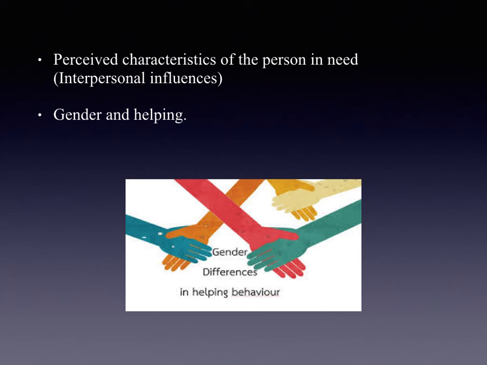In regards to perceived characteristics of the person in need, researchers have paid close attention to two factors. One of them is attractiveness, and the other is whether the person seems to be responsible for being in the position of needing assistance. In reference to attractiveness, the bias toward beauty also affects helping. Attractive people are more likely to be offered help and cooperation across a number of settings.